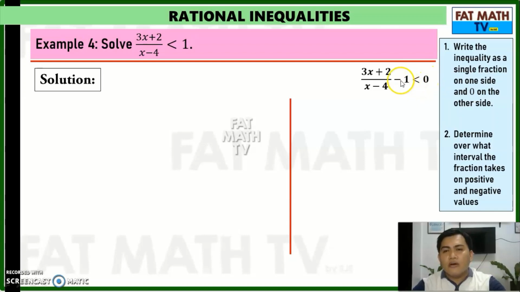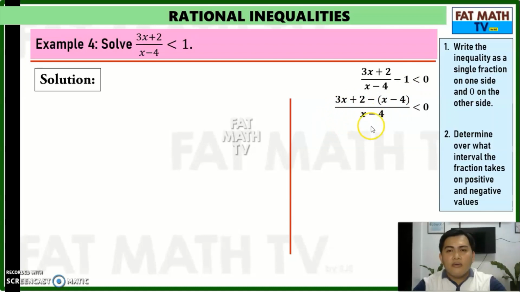So we're okay with 0, but this one is not a single fraction, so let's apply the addition rules of adding fractions. So find the least common denominator. We have x minus 4. So x minus 4 divided by x minus 4, that's 1. 1 times 3x plus 2 is 3x plus 2. Minus x minus 4 divided by, this is over 1 here. So x minus 4 divided by 1 times 1 is x minus 4.